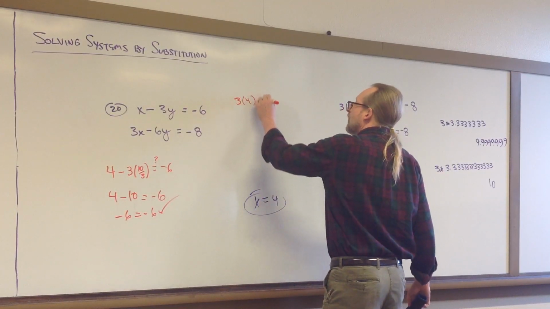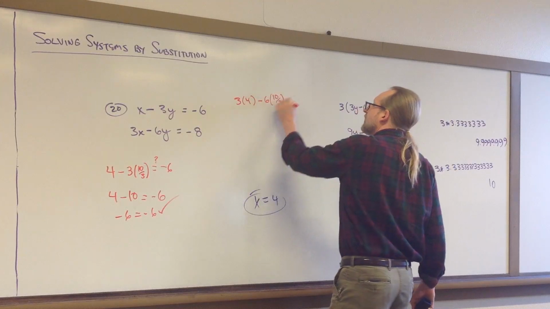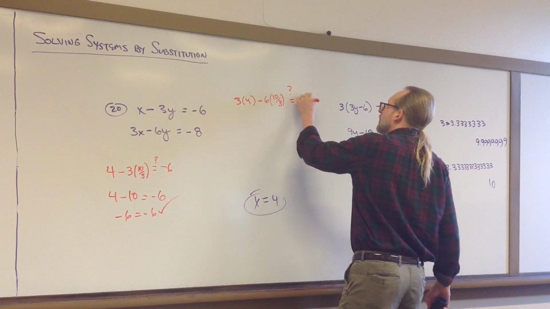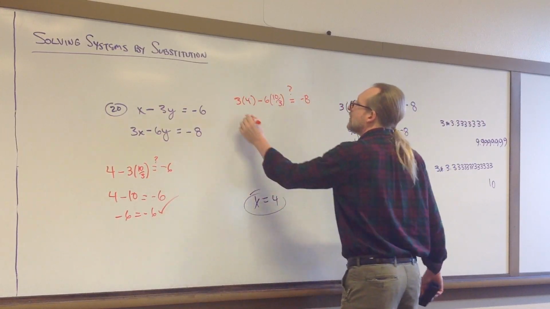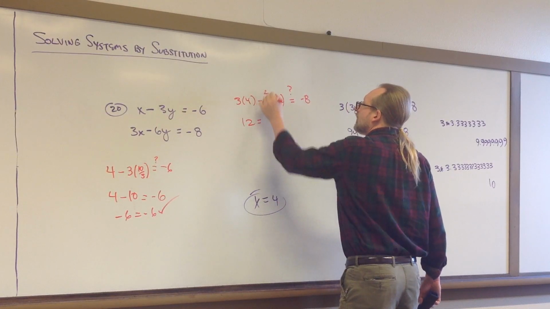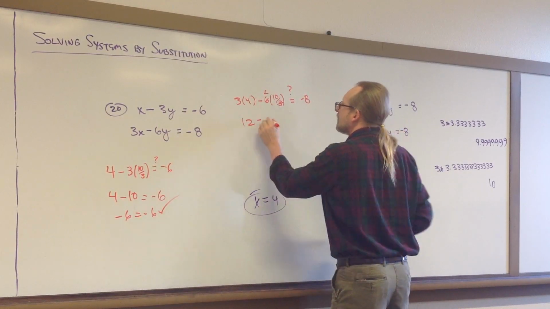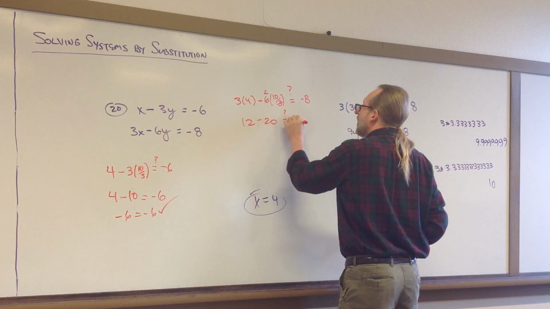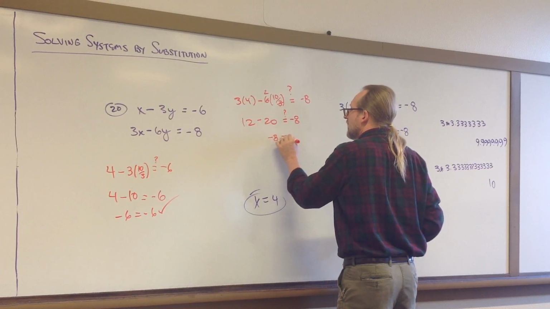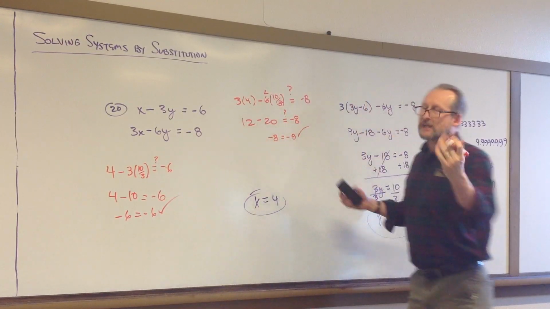3 times 4, minus 6 times 10/3. Is that equal to -8? So that's 12. That'll be minus 20. And yeah, there we go. -8. And so it checks out.